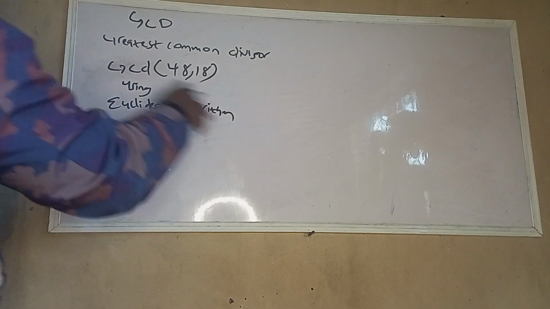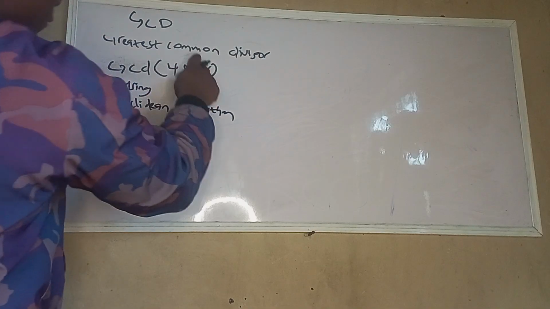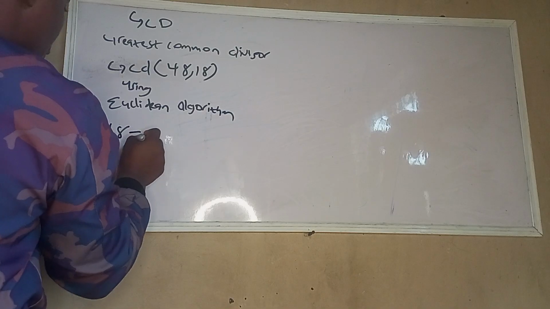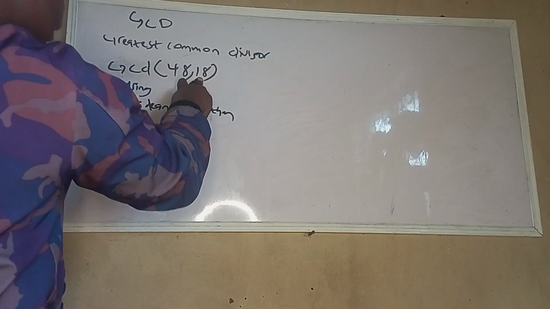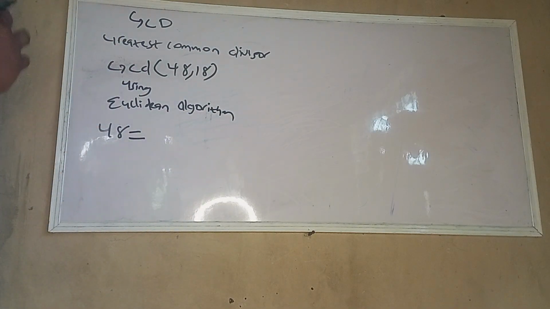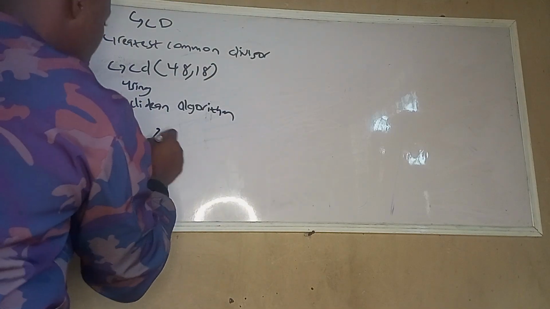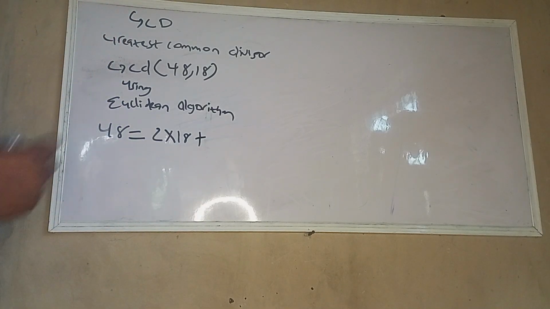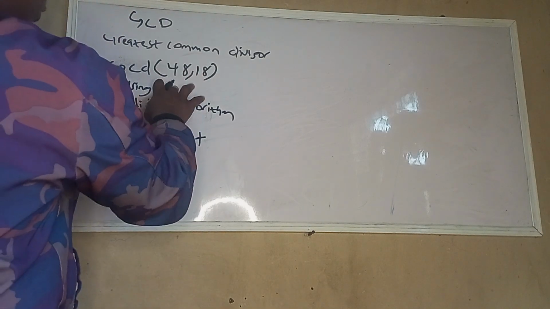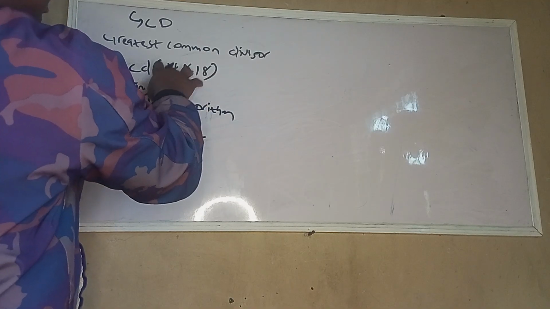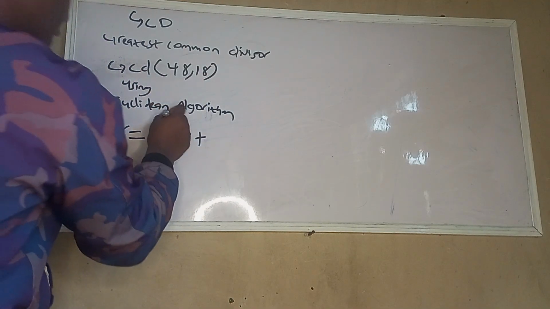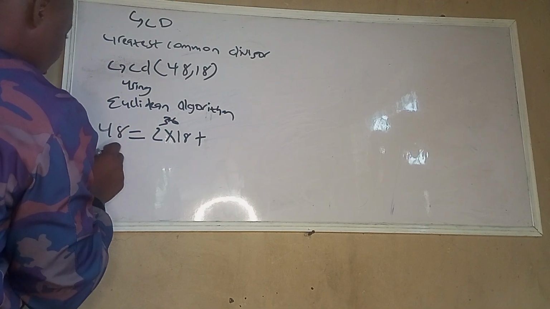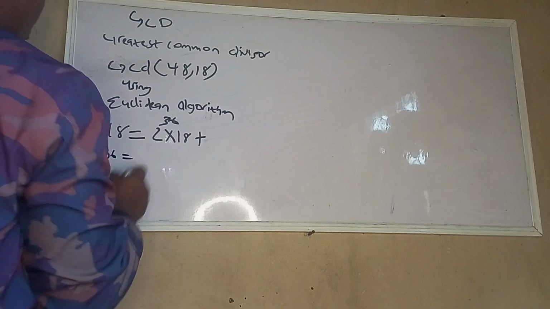So to find the GCD of 48 and 18 using the Euclidean algorithm, you say: how many times can 18 divide 48? Which is 2 times. 2 times 18 is 36. So 48 is equal to 2 times 18 plus the remainder. What is the remainder? You now say 48 minus 36, which is equal to 12.